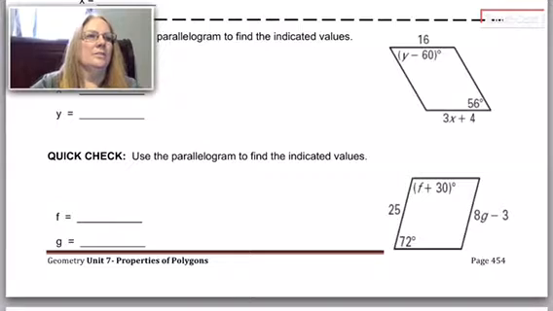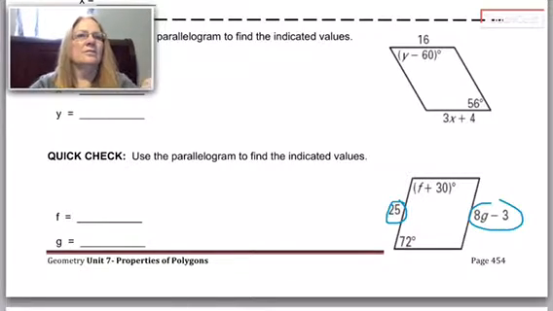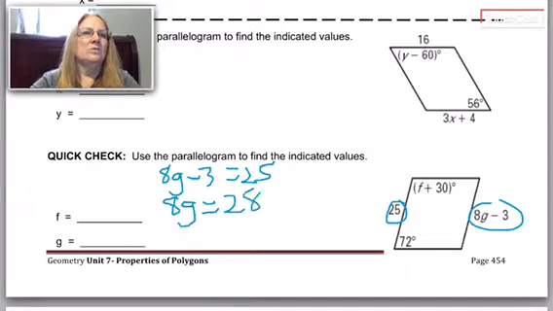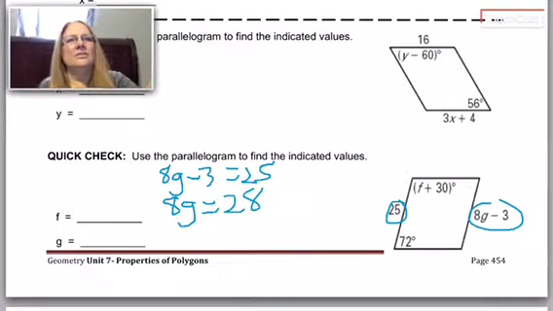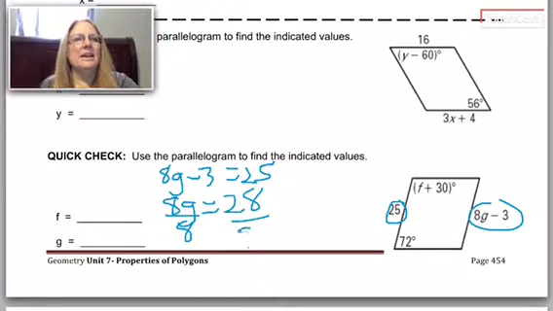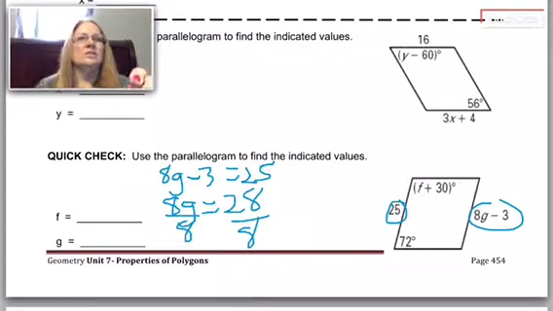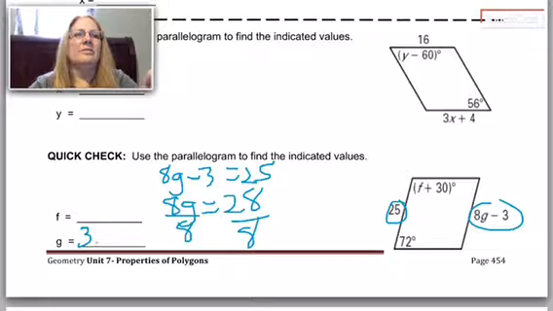Okay, here we have opposite sides, so 8g minus 3 equals 25. Add 3 to both sides, and you get 8g is equal to 28. So divide both sides by 8, and you get g is equal to 3.5.